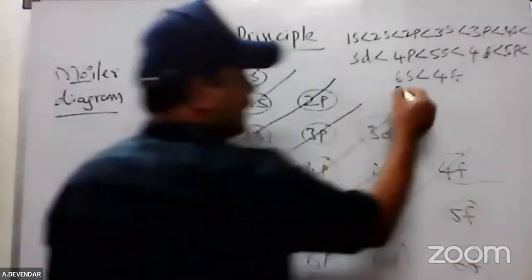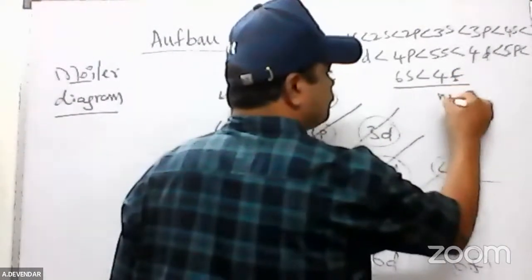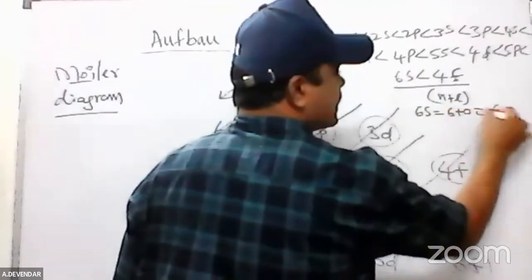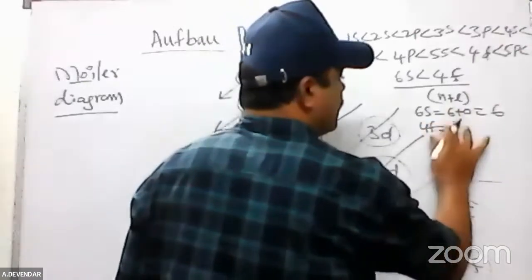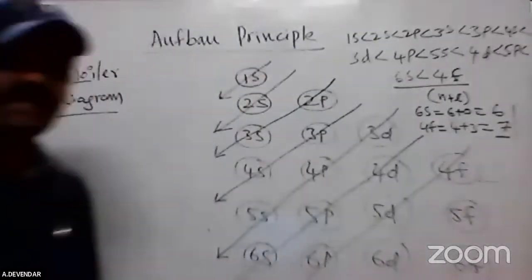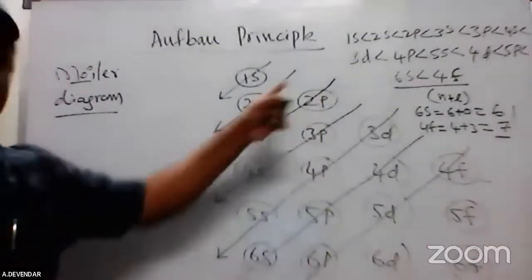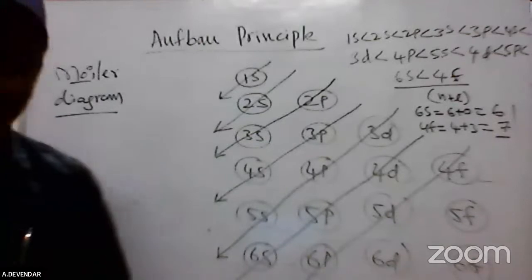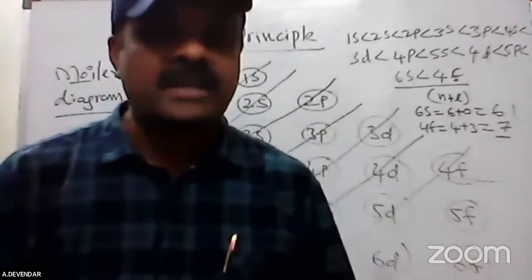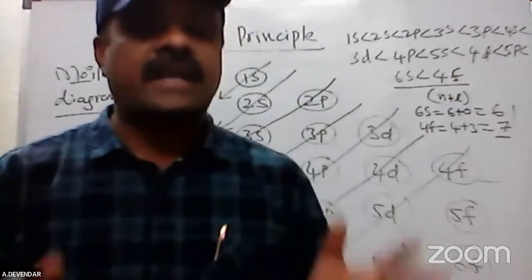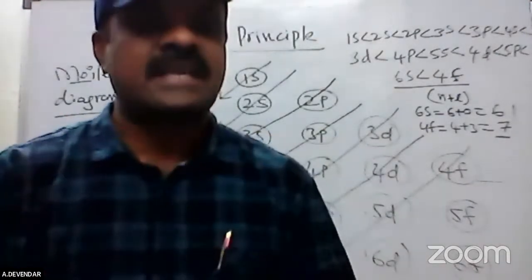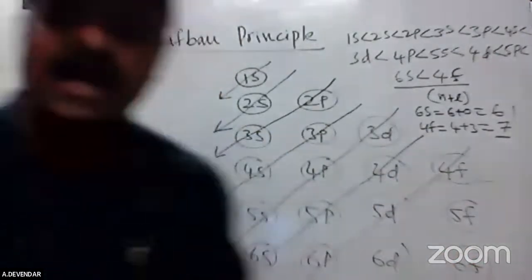You can also use the n plus l rule. 6s means 6 plus 0, it is 6. 4f means 4 plus 3, that means 7, which is higher. So the n plus l rule is also applicable for this particular principle. So the Aufbau principle means that to construct the configuration with whatever available orbitals are present, the electrons enter into the lowest orbital first, then go to the higher orbitals. This increasing order of energy level is called the Aufbau principle.